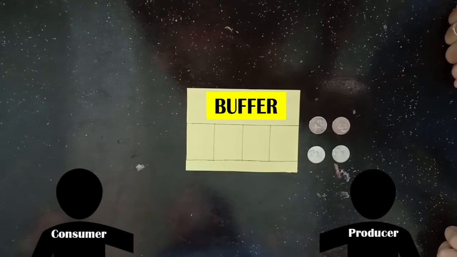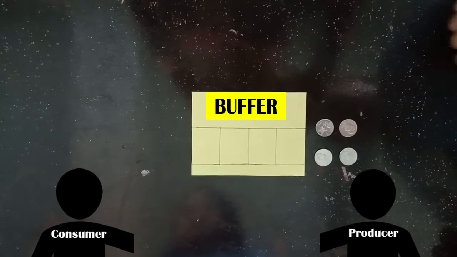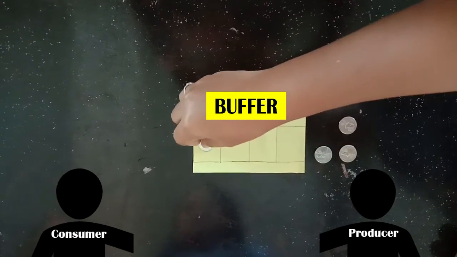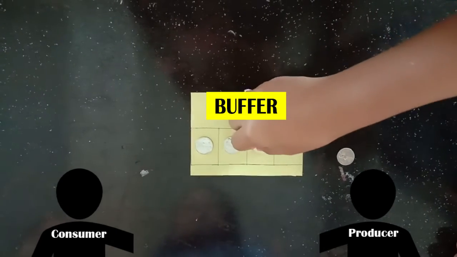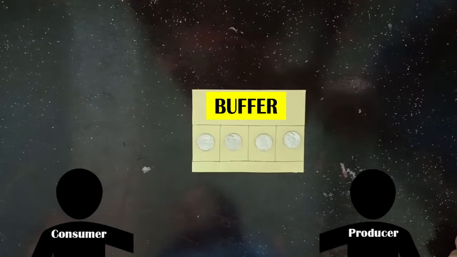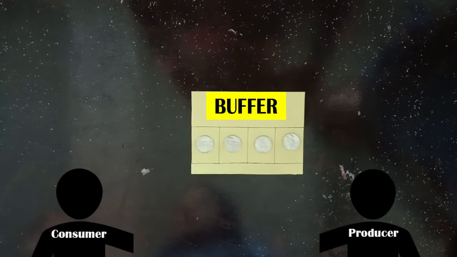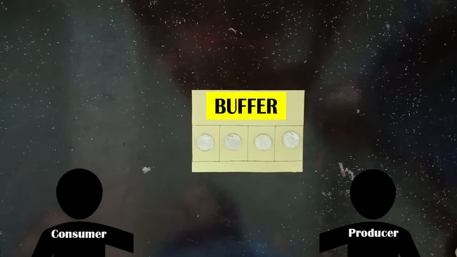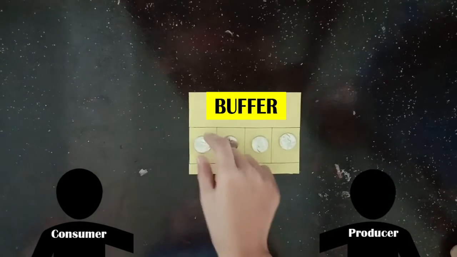The producer produces items one by one and places them in a buffer. The buffer can hold a limited, predetermined number of items. The consumer takes items from this buffer one by one and consumes them.